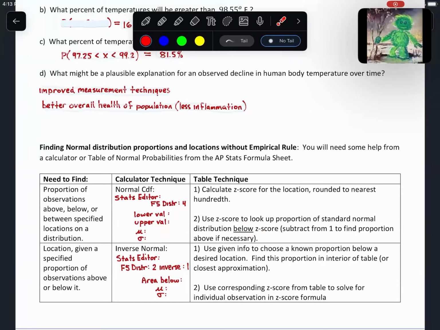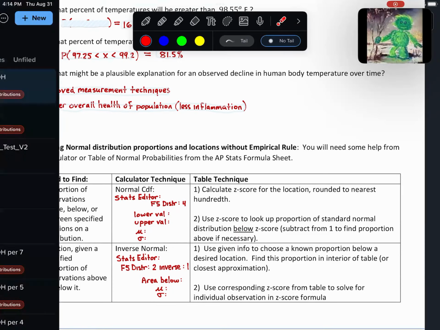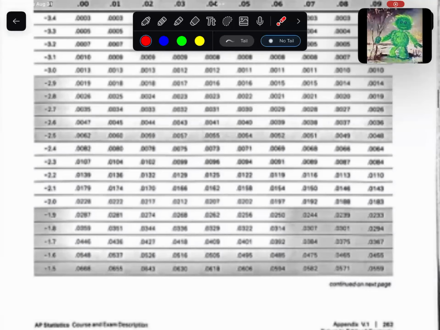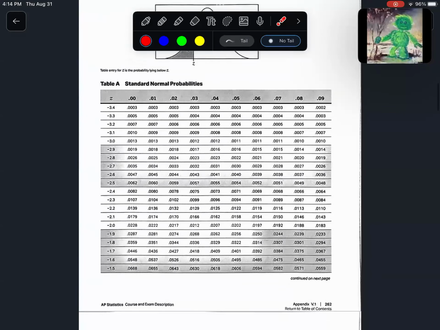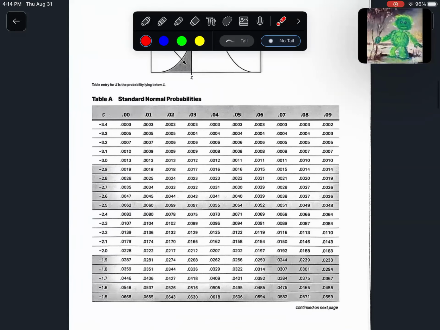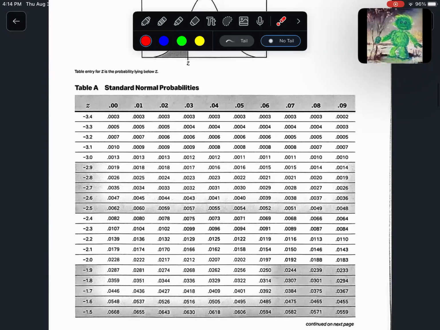Now, you don't always want information about below a location. You might want information about what percent is above, but that's pretty easy to do. You just go with 1 minus whatever answer you're getting. But let me show you the table first. Flip over here. Yeah, it's about halfway through the formula sheet. It's called Table A, Standard Normal Probabilities.